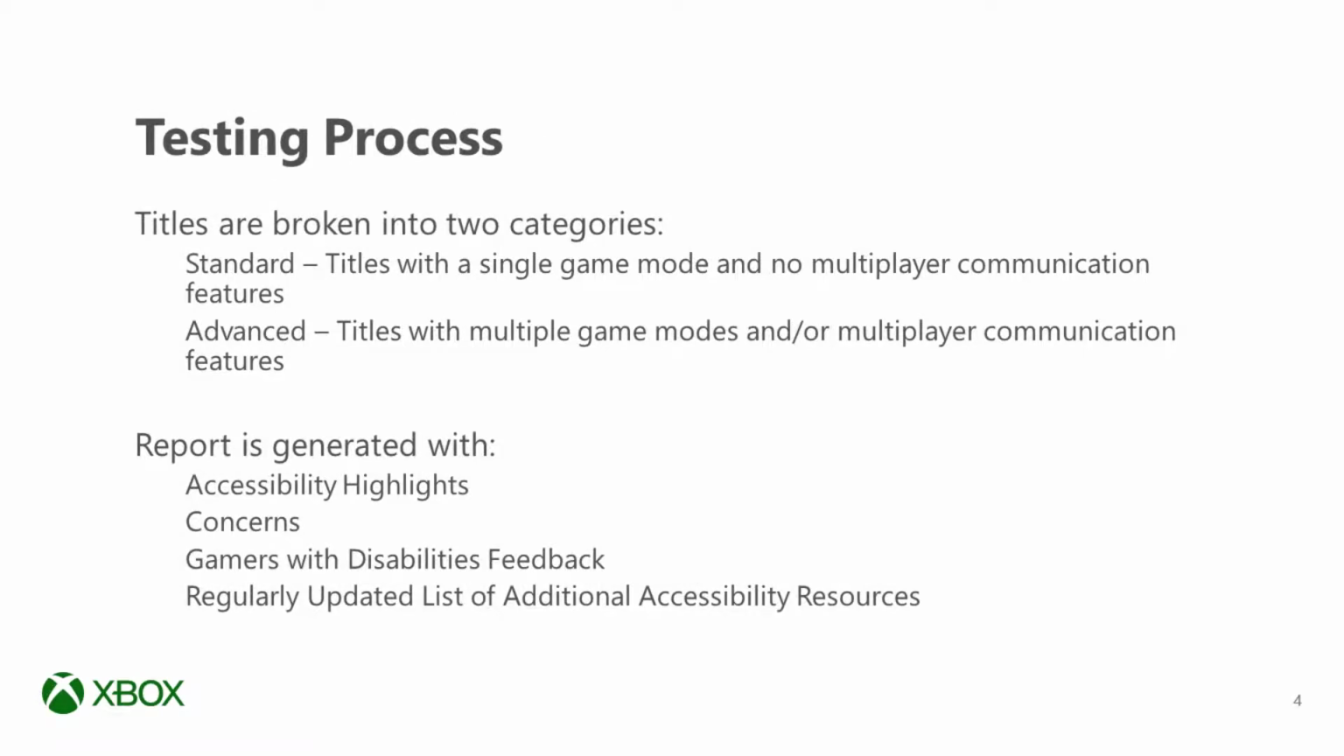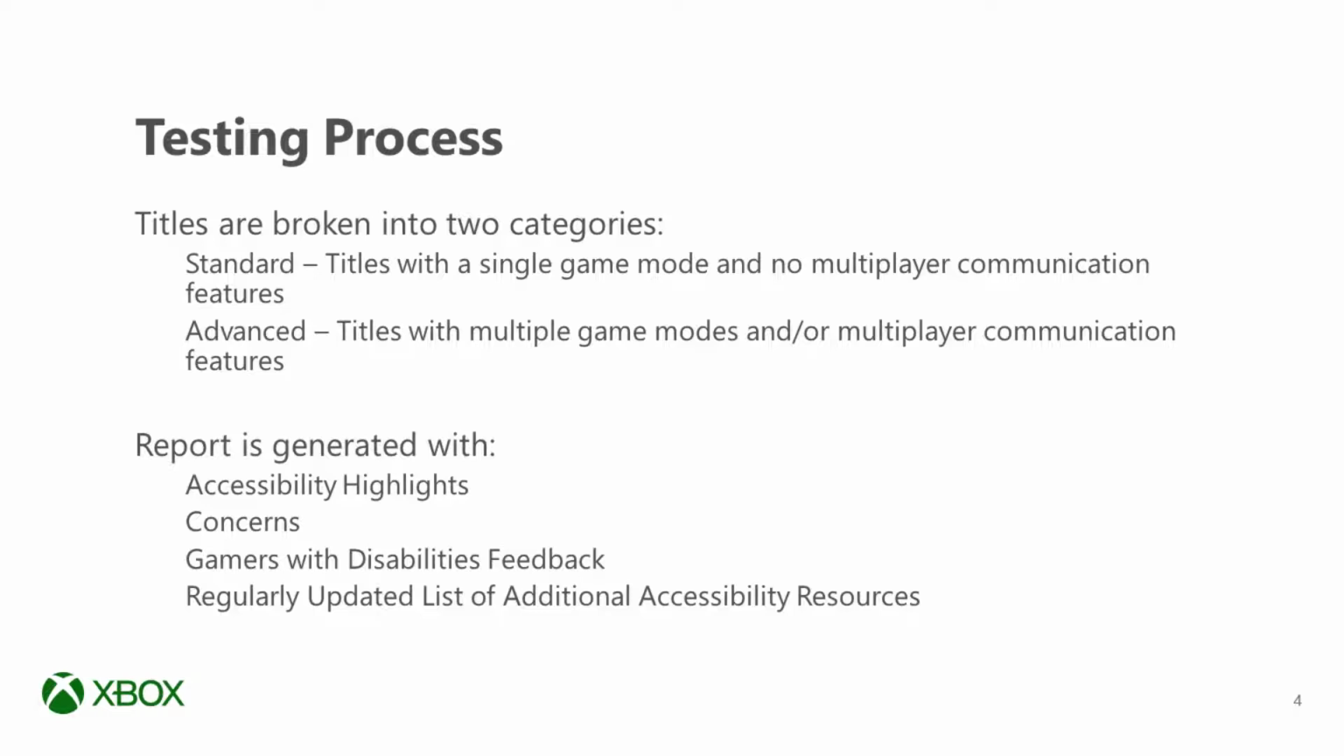Let's talk a little bit about the testing process. Before testing begins, games are put into one of two categories, either standard or advanced. Standard games are games that only have a single mode and no multiplayer communication. Advanced games, on the other hand, have multiple modes and/or multiplayer communication features. At that point, testing begins. After testing is done, we generate a report, which contains a number of features.